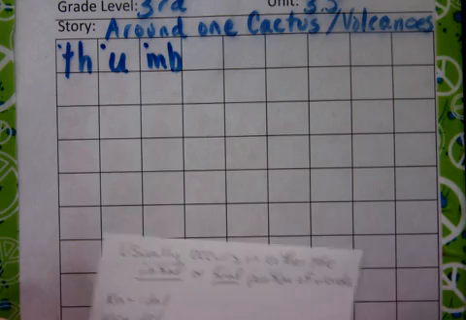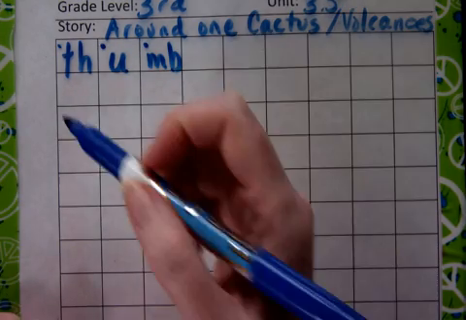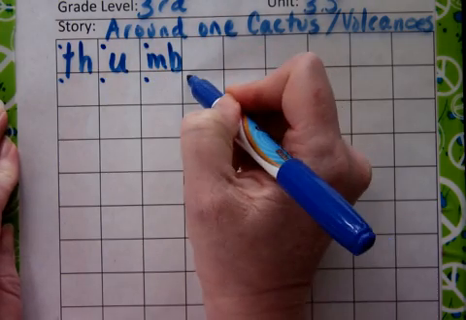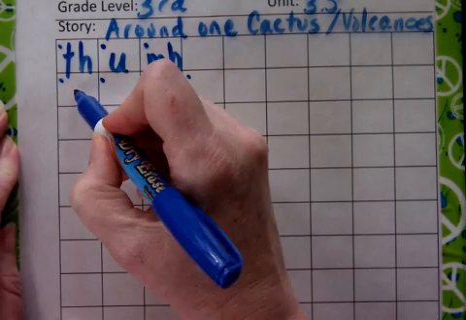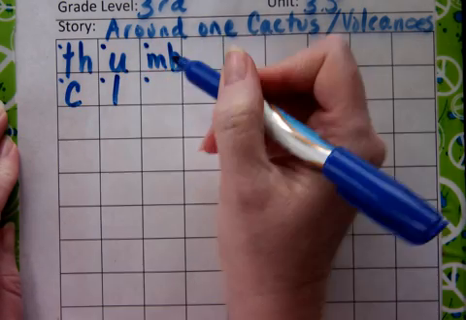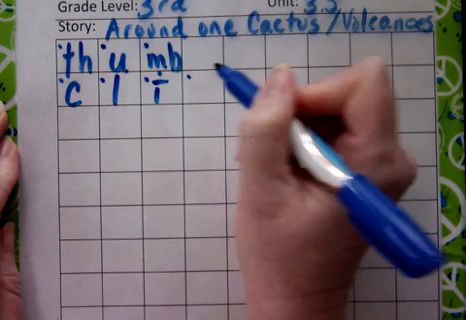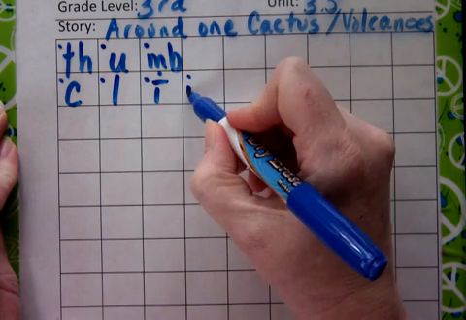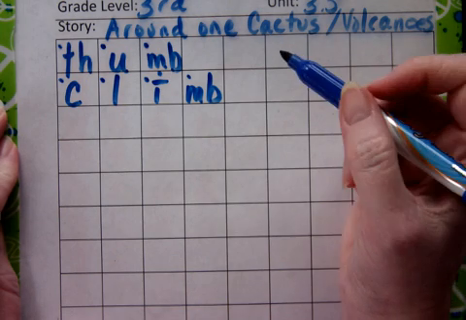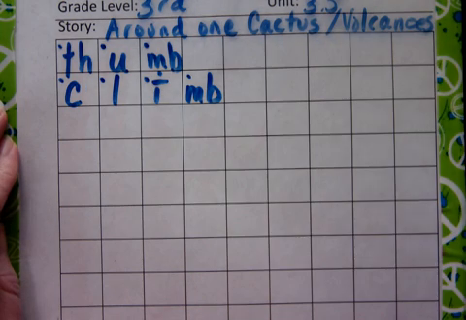The next word is climb. I will climb the hill. K, I, K. And this word starts with a C. I. So long sound. MB at the end of the word. Now let's look at our syllable types.